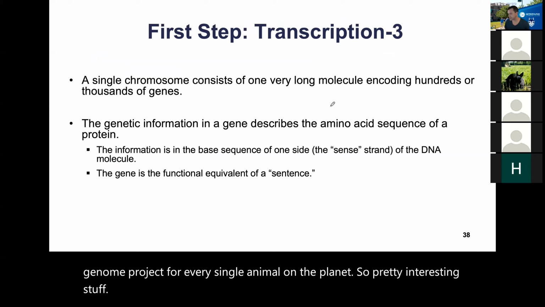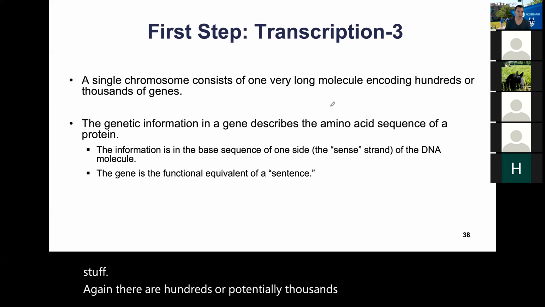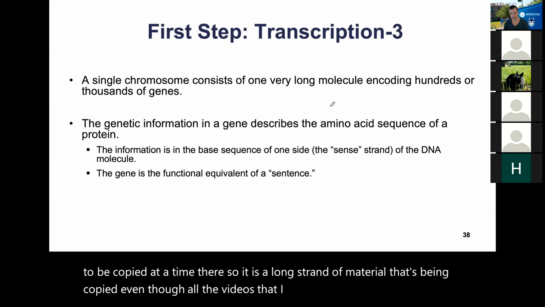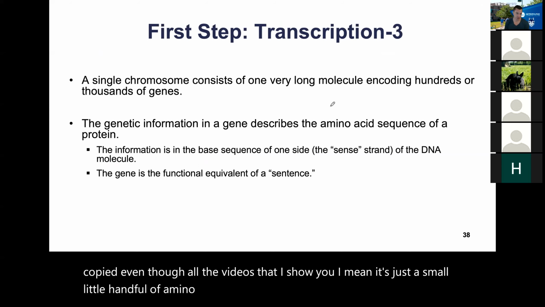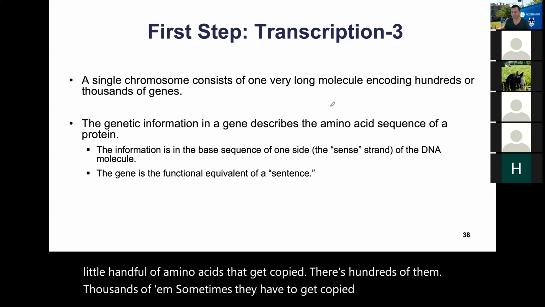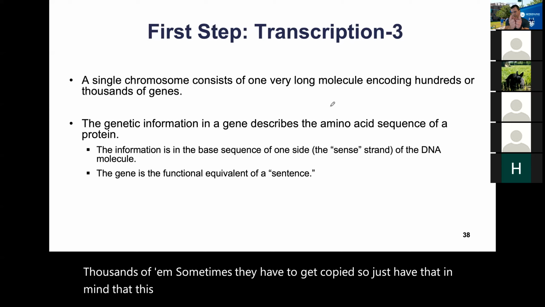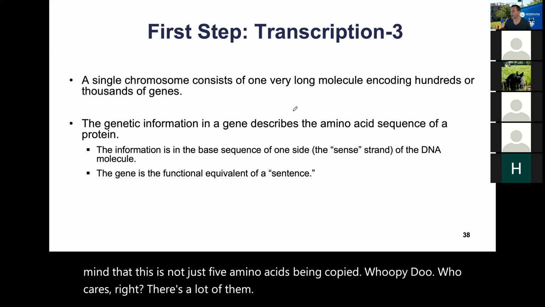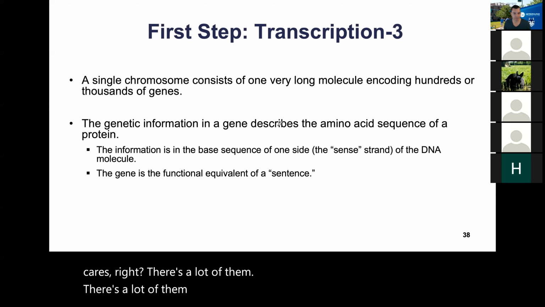Again, there are hundreds or potentially thousands of genes that are going to be copied at a time there. So it is a long strand of material that's being copied, even though in all the videos that I show you, it's just a small handful of amino acids that get copied. There's hundreds of them, sometimes thousands, that have to get copied. So just have that in mind, that this is not just 5 amino acids being copied. Whoopie-doo, who cares, right? There's a lot of them being copied at any given time.